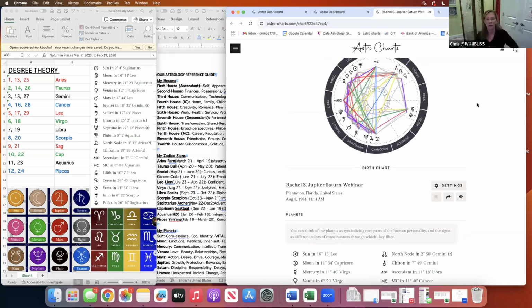So let's talk about the second house. Libra in the first house, Scorpio in the second house. Our second house rules self-esteem. Our second house rules material assets, not just buying a house or saving money.